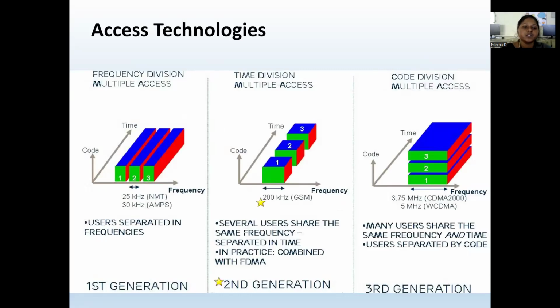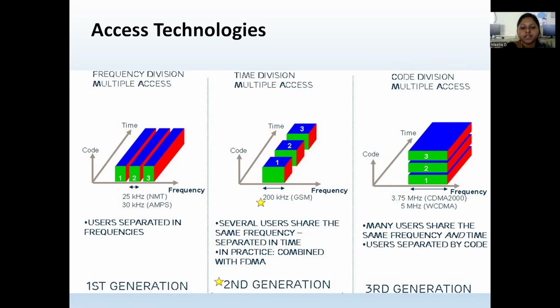Then access technology. After that there is first generation, second generation, and third generation. For first generation, we use separation in frequencies, only separation in frequencies. But in second generation, several users share the same frequency. You can see in the first diagram, users are separated in frequencies. So it is very slow, it takes time, and the quality is low.